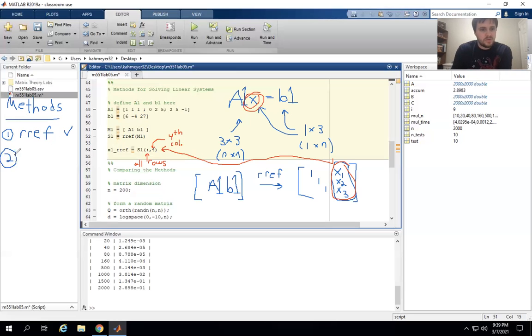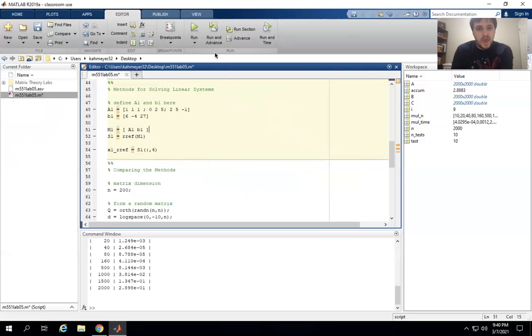The next one we did was inverse. This is the next one that we'll talk about. All right, so go ahead and clear all this. And let me remind us, we are trying to solve A1X equals B1.